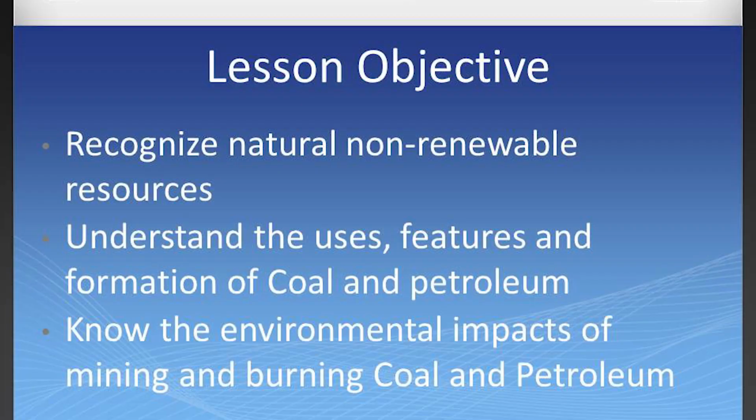The topic that I am going to deal with today is coal and petroleum. And I have listed down a few lesson objectives that we are going to be doing today. The first one is recognizing non-renewable natural resources. Second, understanding the features of coal and petroleum, their uses and their formation. And the third one is environmental impacts of mining, usage of coal and petroleum.